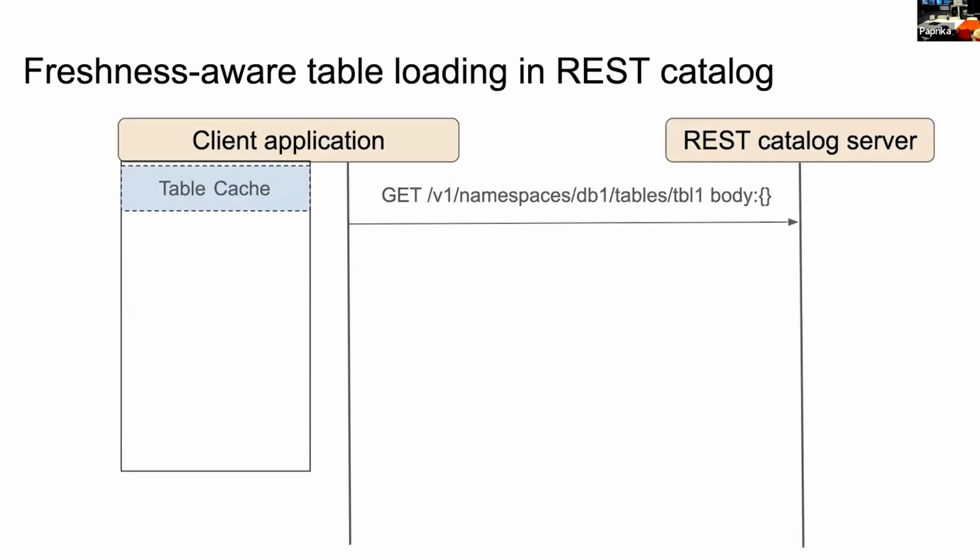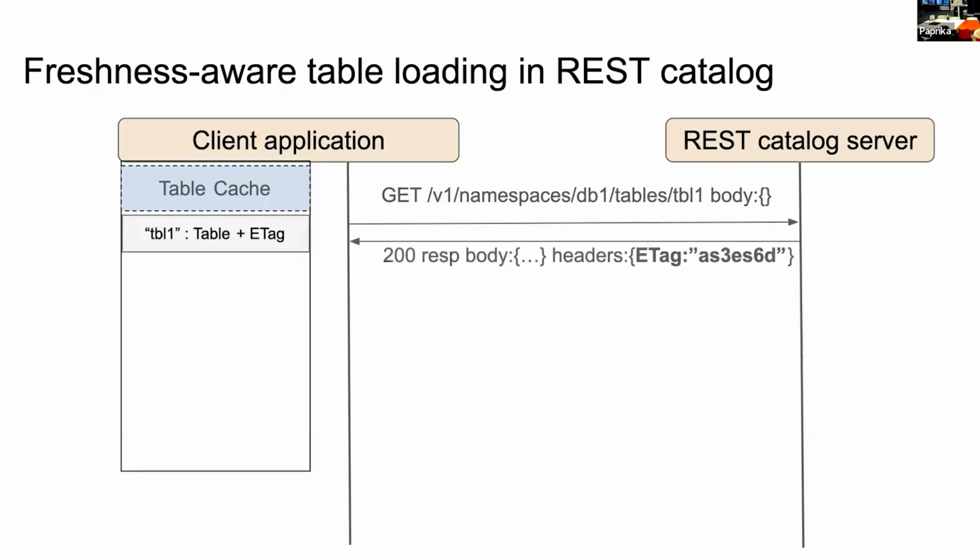So let me walk you through the message sequence. I think it will tell more than just pure text. So please notice the table cache that is empty. And this is the very first load table request from the client to the server. So this is as usual. But then the server answers with a somewhat usual response, but there is one change, that it includes the eTag header. So it says that, well, this is the metadata, and we can describe the state of the metadata with this eTag. And then we can save this whole thing into the cache. So there is a table object, and there is the eTag stored in the cache.